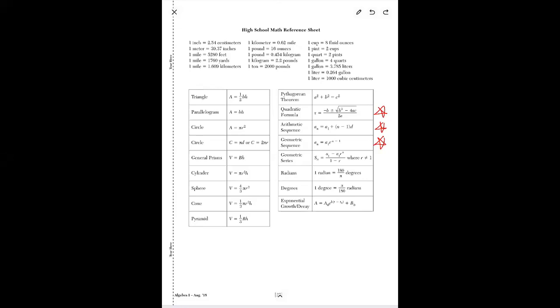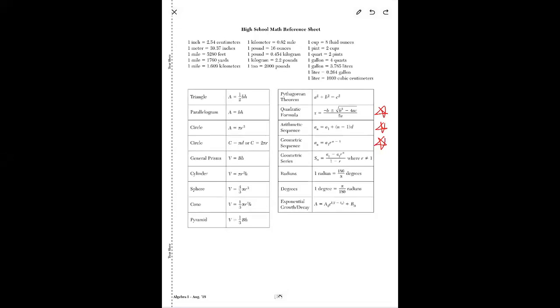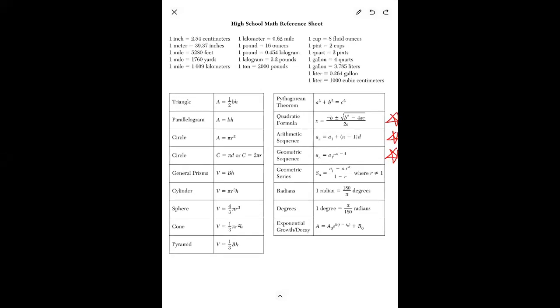I wanted to do this because there are always going to be some questions on there where you're going to be expected to use formulas. And nSolve is a perfect way to use the formula to find out what you need. So let me explain. What you see on my iPad is the high school reference sheet.